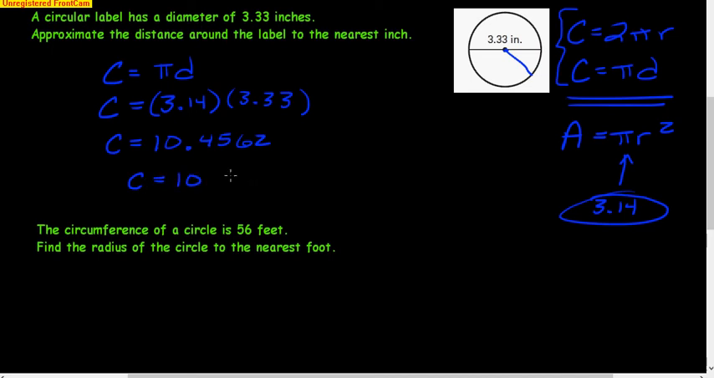Now circumference is not an area. It's just a distance, right? So I'm not in inches squared. I'm just in inches. So there's my first example.